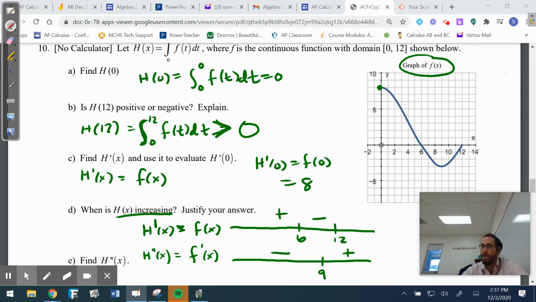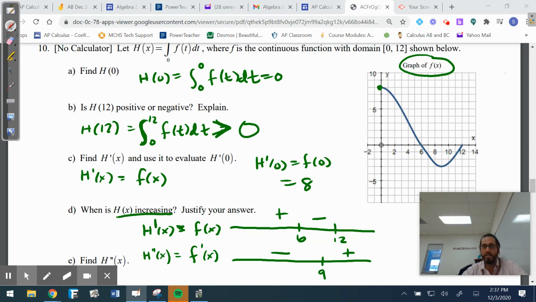inflection. Now, I'm not going to scroll up because I still might need this picture, but the next part asks when it's concave up. It's obviously concave up from 9 to 12. Why? Because h double prime is greater than 0, since f prime is greater than 0. It'd be concave down from 0 to 9. There would be a point of inflection at 9.